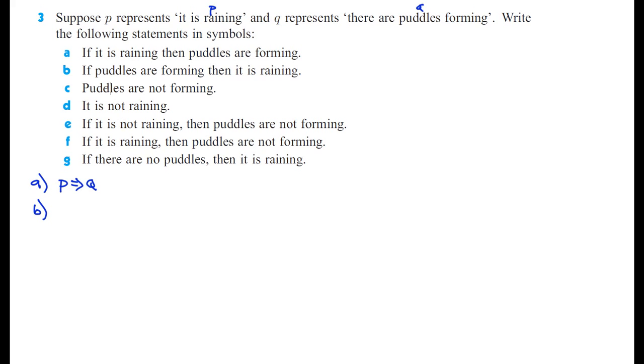Okay? B, if puddles are forming, then it's raining. So now it's the other way around. So if Q, then P, right? So that would be B. C, puddles are not forming, so that's Q. So if puddles are not forming, we'd have to go with not Q. All right, and then D, it's not raining, so that would be not P.